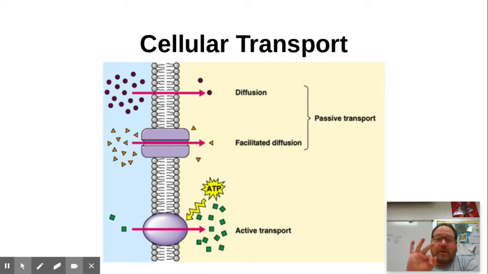Oh, hello, folks. Here we are in segment 3. This time we're looking at cellular transport, how you move materials in and out of cells, and the types of solutions that can be created.